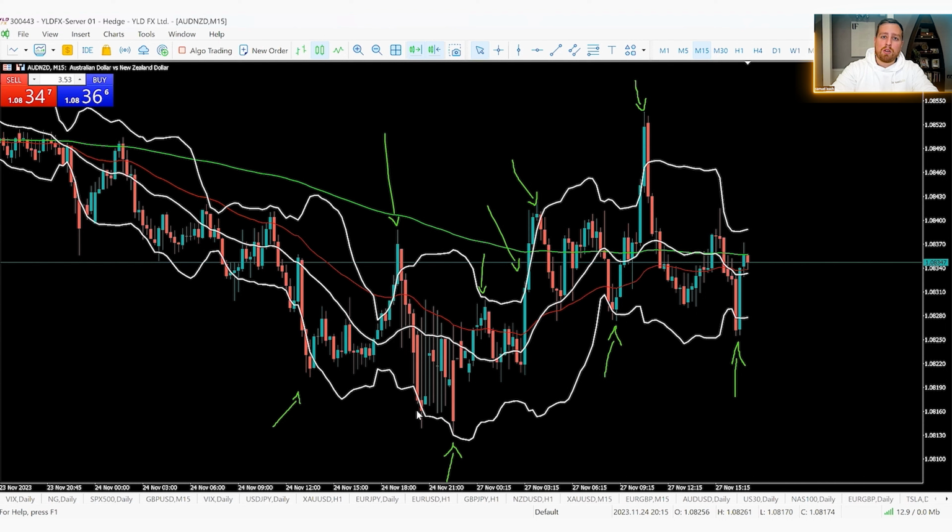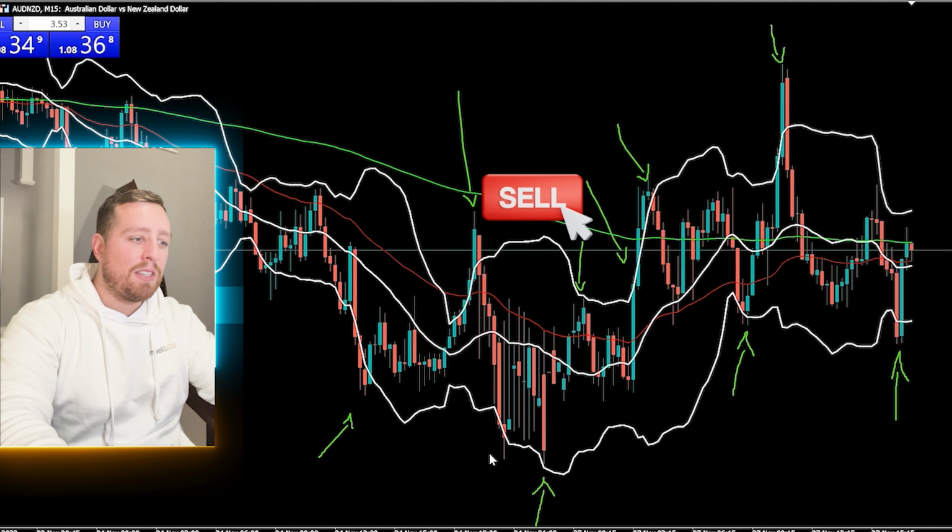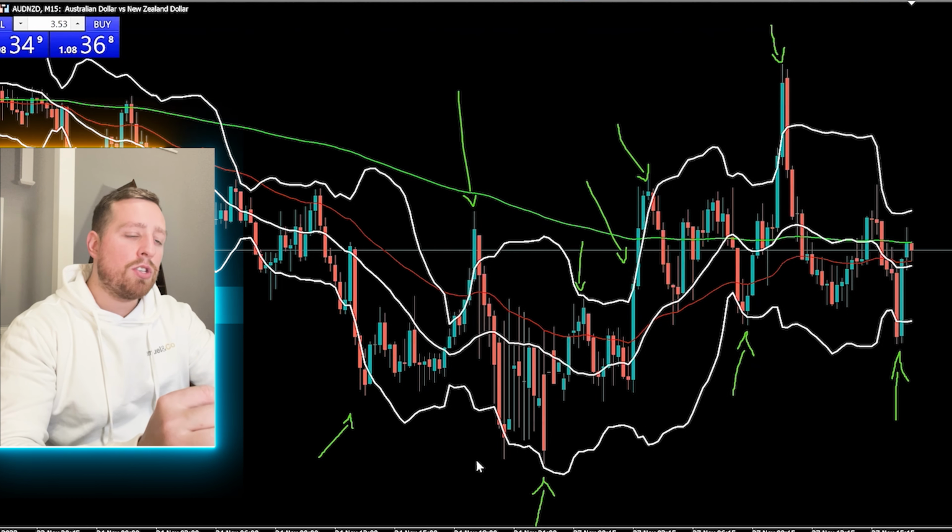So in this case, because of how the pair is moving, it is very choppy, and ultimately there isn't that much in pips to be able to take from the market. However, a basic understanding here is that if I was to sell at the high, either exit at the average or exit on the extremity, that is the basics behind Bollinger Bands.